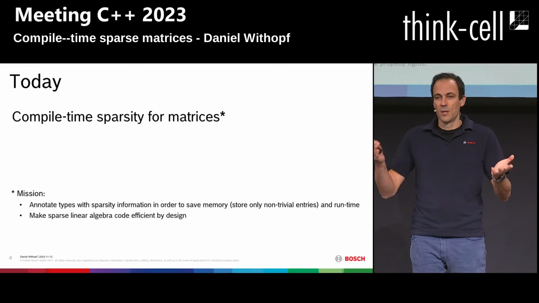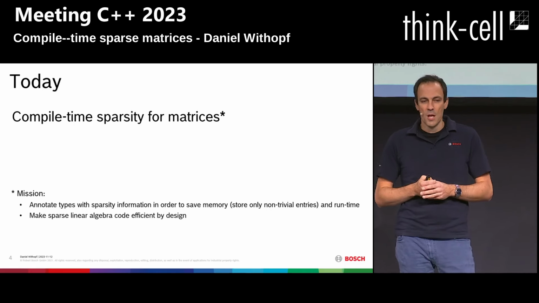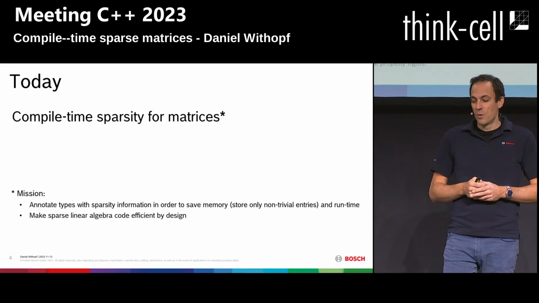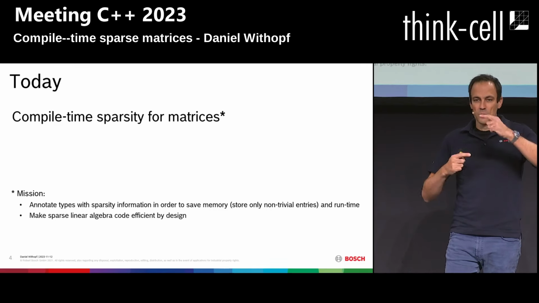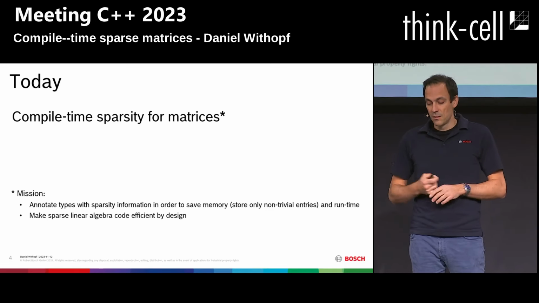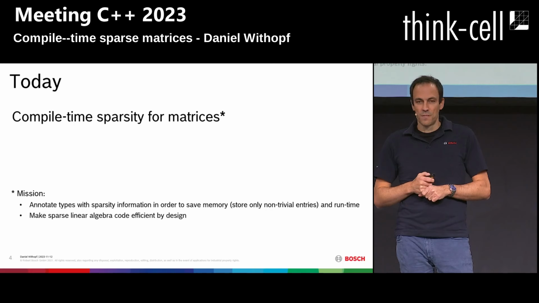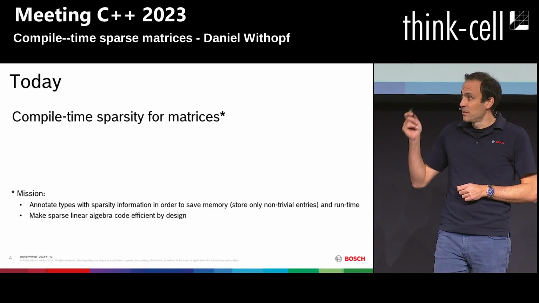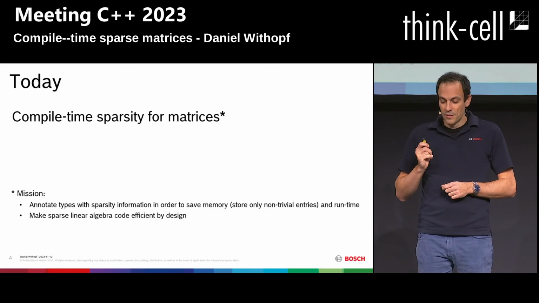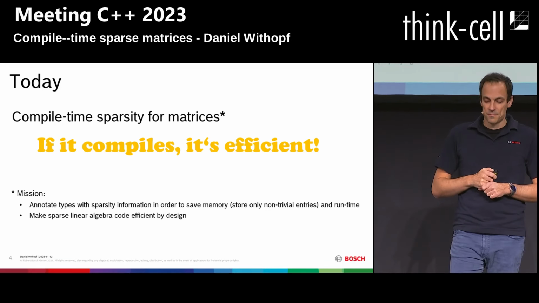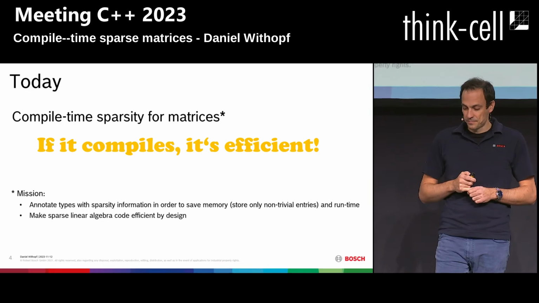If we have 0 or 1 entries that are trivially 0 or 1, we don't have to store them. The same thing holds for symmetric entries. We also don't have to store both of the 2 symmetric entries, and the other one is simply a remapping of that. And all of that is done to make sparse linear algebra code efficient by design. So as we have a new topic, we also need a new mission statement today. And it's no longer if it compiles, it works, but if it compiles, it's efficient. So let's see how far we get today and if we can achieve this.